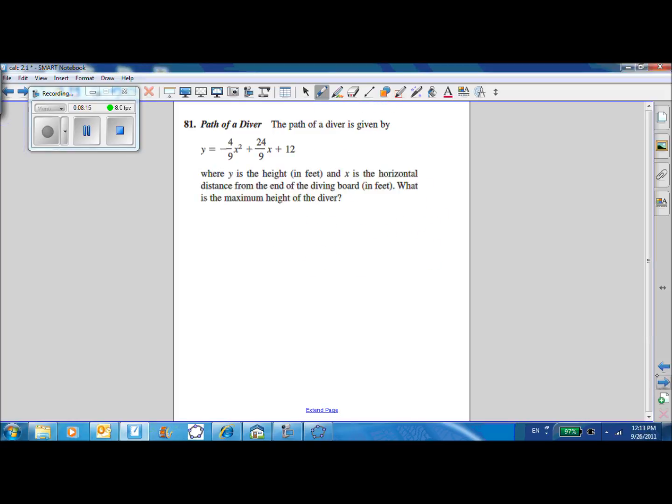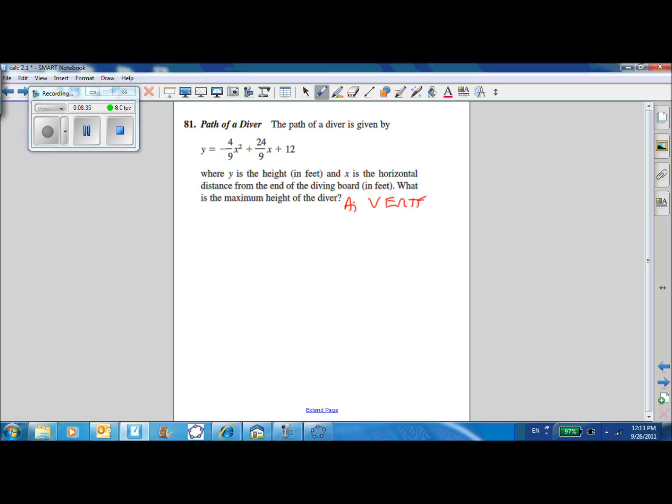Path of a diver. The path of a diver is given by this formula, where y is the height in feet and x is the horizontal distance from the end of the diving board. What is the maximum height of the diver? Well, that's going to happen at the vertex. And it looks like we got a big negative in front here, because that makes it go downward. So the maximum height of the diver will happen at the vertex.